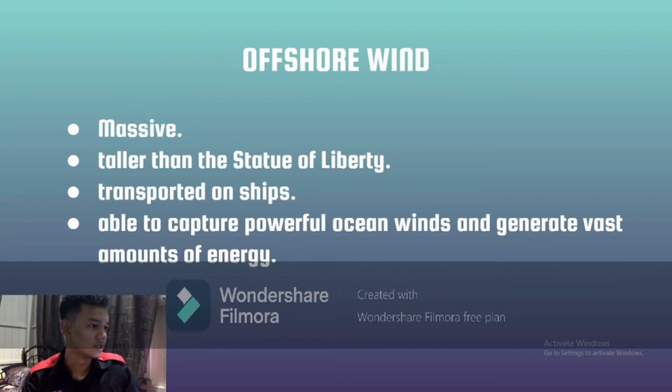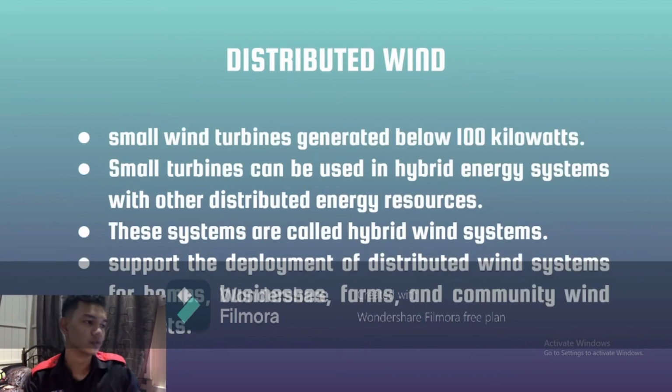So we go to the next slide, which is distributed wind. For this application, when wind turbines of any size are installed on the customer's side of the electric meter or are installed at or near the place where the energy they produce will be used, they are called distributed wind. Many turbines used in distributed application are small wind turbines.